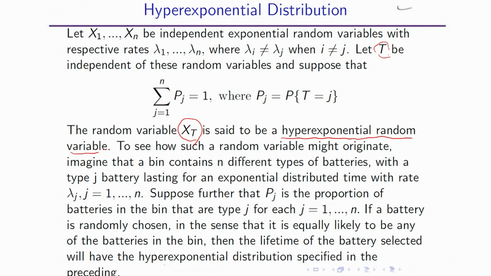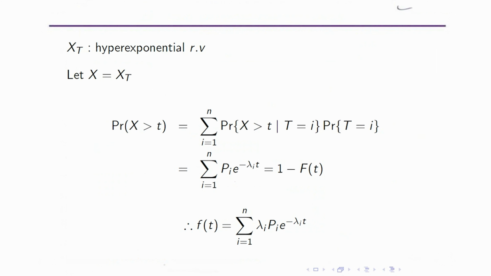So basically, you can think of X_T as randomly picking a random variable from X1 to Xn. And so this random variable X_T, called a hyper-exponential random variable, basically has two layers of randomness. One is from the T, because T can be 1 or 2 or 3 up to n, right? And the other is the randomness existing in X itself.